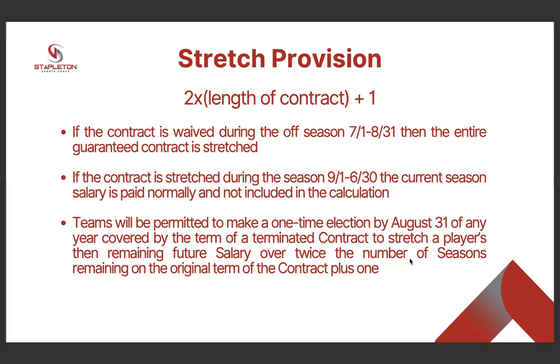If the contract is stretched during the season, then the current contract is paid normally and that is not added into the calculation. And I know that may sound confusing, but look at it this way. If the player is waived during the season, then the $5 million that they were already slotted to make that year will just continue to be paid out as normal. Now, years 2, 3, and 4 of that contract, that's the portion that we're going to stretch. But if the player was waived during the off season, meaning that he hasn't received any money as yet for the upcoming season, then we're going to stretch the entire contract.